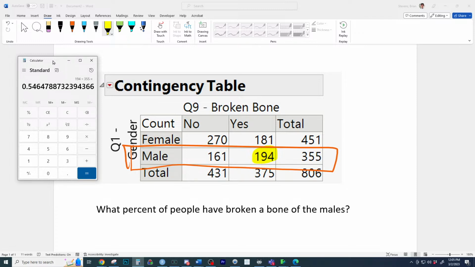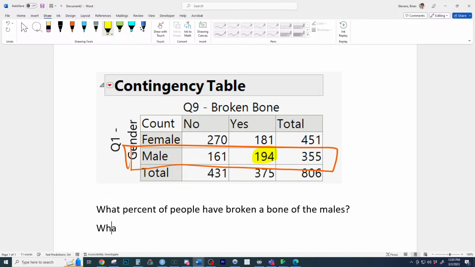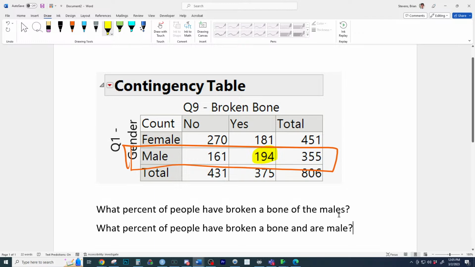There you go. Oh, it's 54.6%. Then there are different things, like what percent of people have broken a bone and are male? What percent of males have broken a bone? But there are many ways to say it.